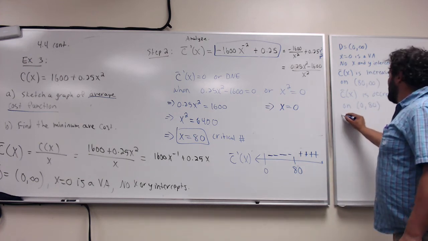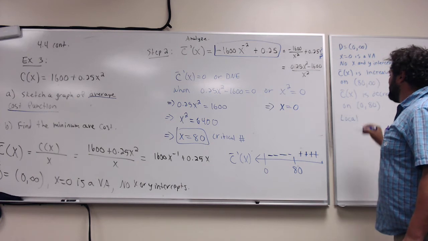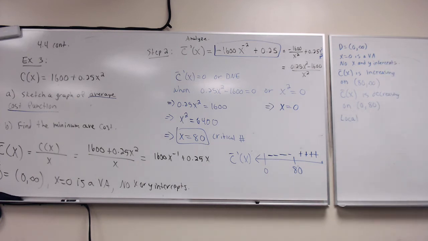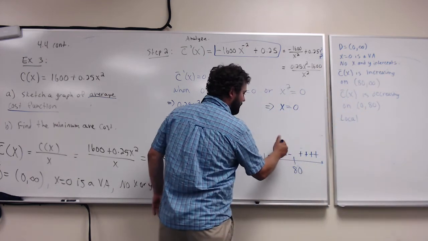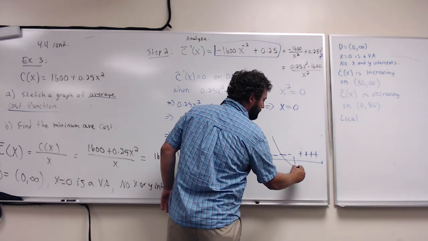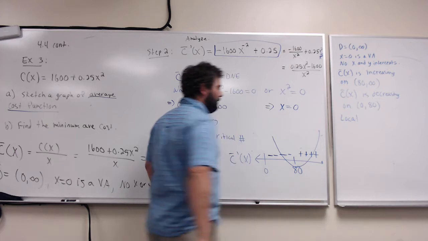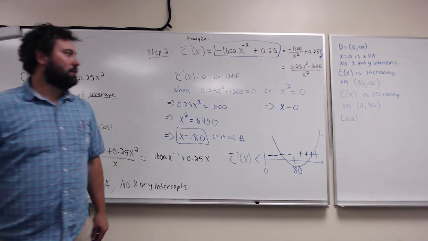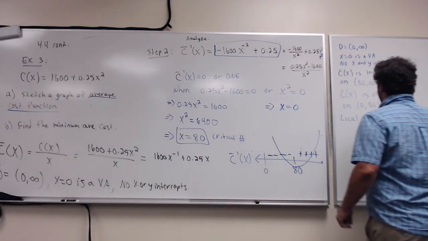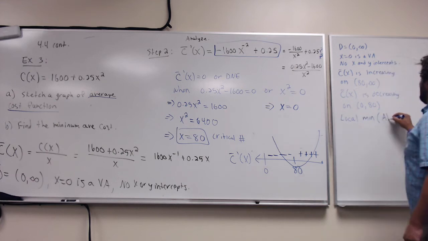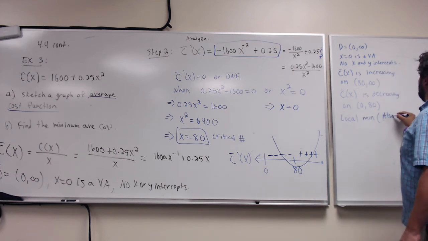And then do we have a local min or max at 80? Yeah, think of it this way, right? Negative derivative means the function is decreasing till it hits a point, and then it's going to start increasing to the right. So you have a local min, which, and we're going to talk about this today, is also the absolute min.